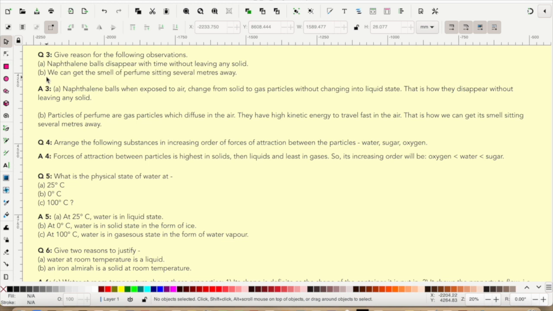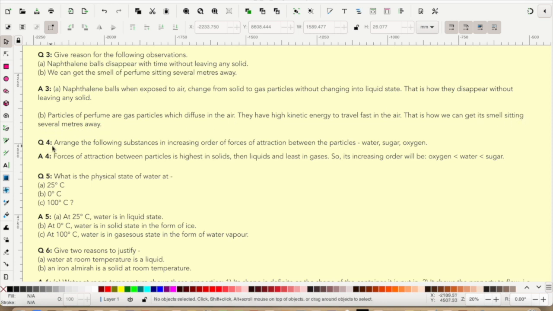Part B. We can get the smell of perfume sitting several meters away. Answer is, particles of perfume are gas particles which diffuse in the air. They have high kinetic energy to travel fast in the air. That is how we can get its smell sitting several meters away.